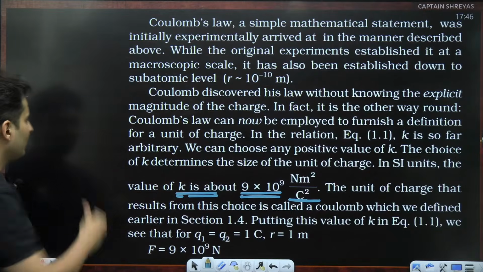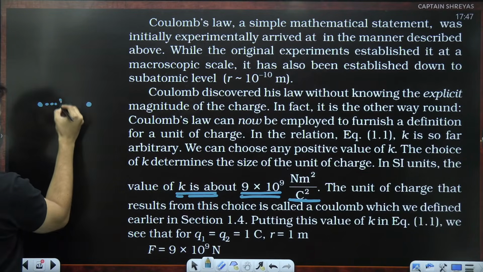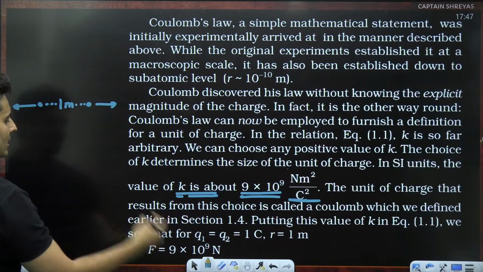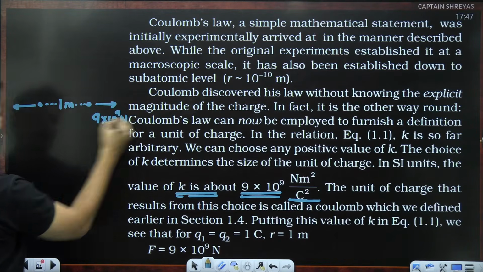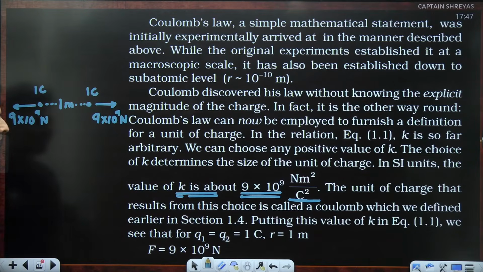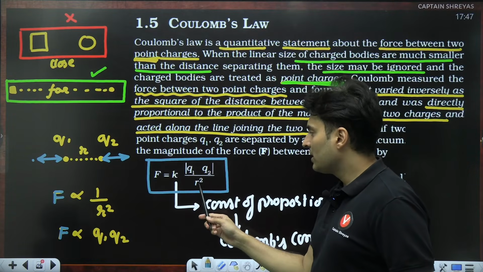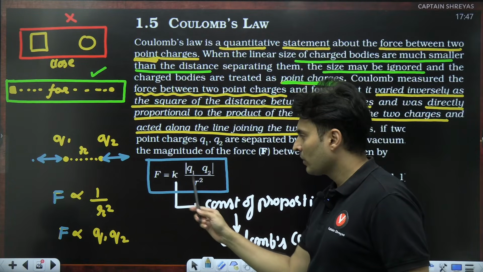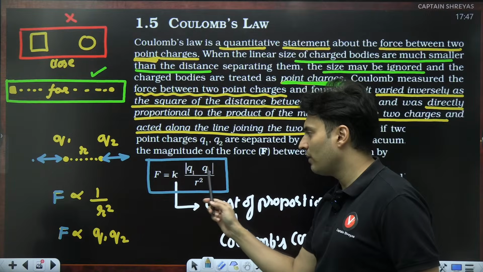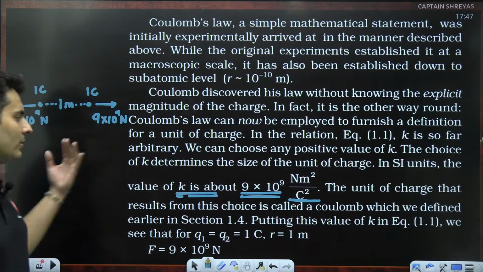Imagine you take two unknown charges, separated by exactly 1 meter, and I see the force of attraction or repulsion between them is 9 into 10 to the power 9 Newton. Then each of these charges must be 1 Coulomb, because it makes sense. This is 1, this is 1, this is also 1. 1 into 1 divided by 1 square is 1. So K becomes equal to F. The force is 9 into 10 to the power 9, K is also 9 into 10 to the power 9. This can only happen when Q1 and Q2 are 1 each, assuming R is also 1. So that is how you can define a Coulomb using this law.